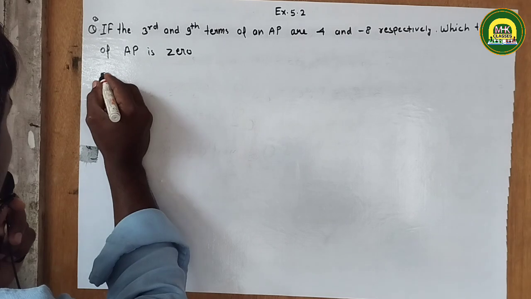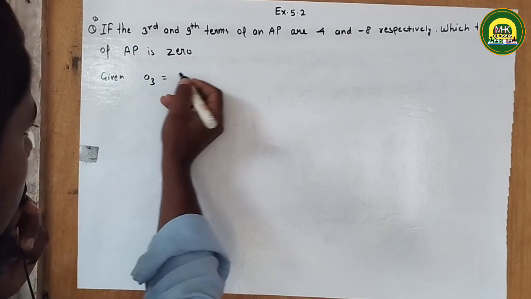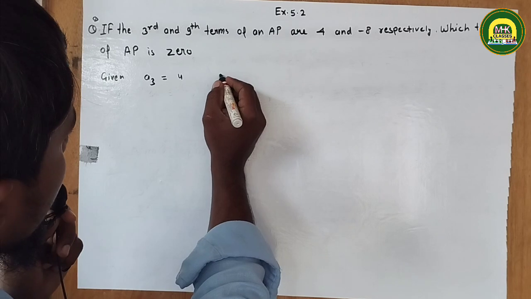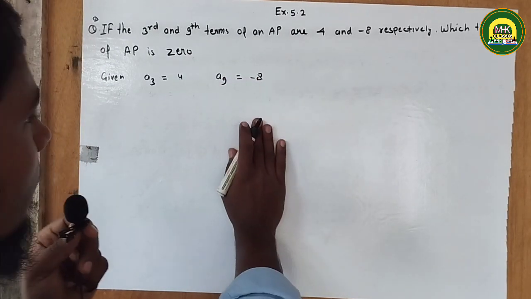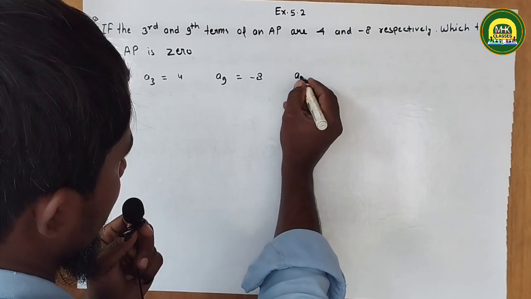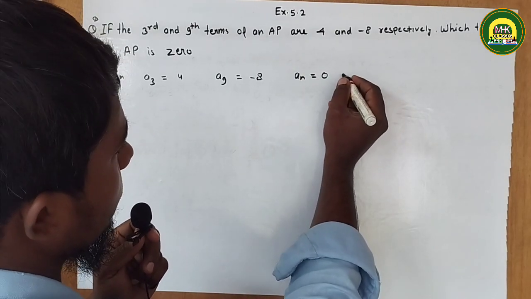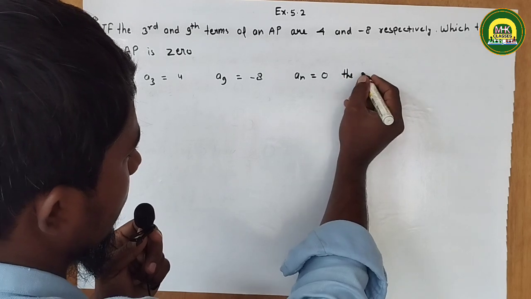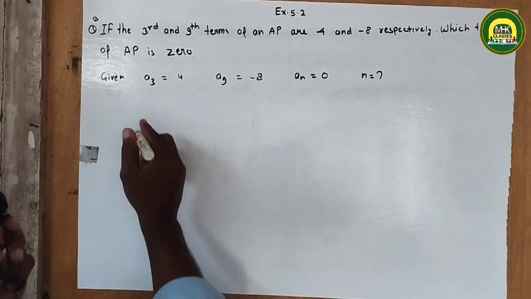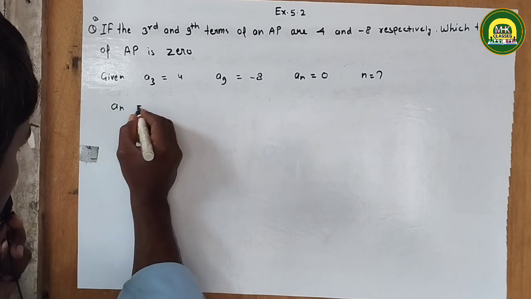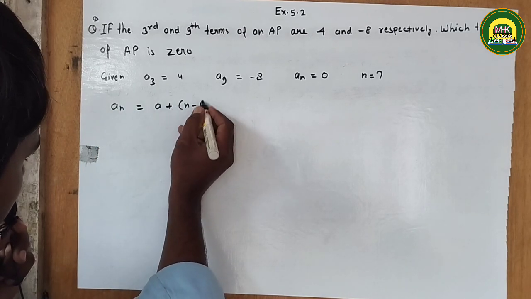Here, given in the question, a3 is equal to 4 and a9 is equal to minus 8. Also given an is equal to 0. We will find the value of n. So we will write an is equal to a plus n minus 1 d.